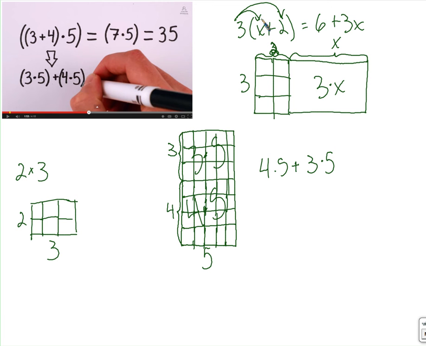Right. That is a nice little illustration of what distribution is. Okay, so now let's talk about what an algebraic expression is. What is an algebraic expression? What makes algebra algebra? Did we talk about this, Jethro?